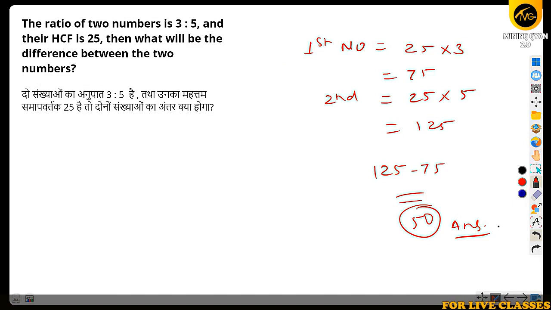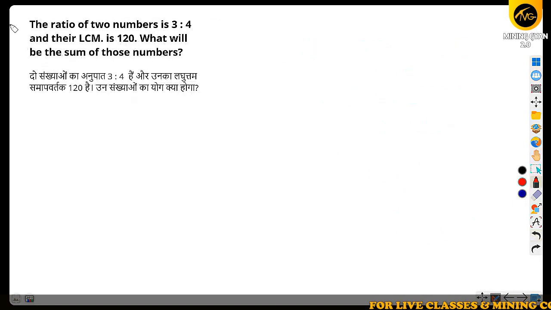Now let's do some other example. The ratio of two numbers is 3:4, and their LCM is 120. Now this time the given LCM is 120. What will be the sum of those numbers? The sum of those numbers.